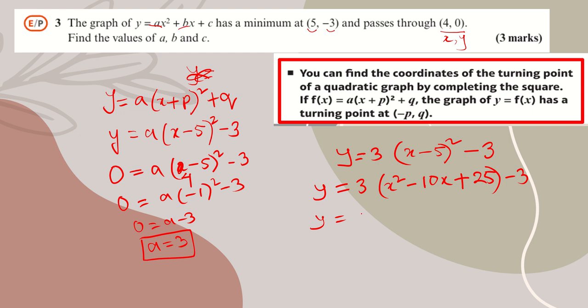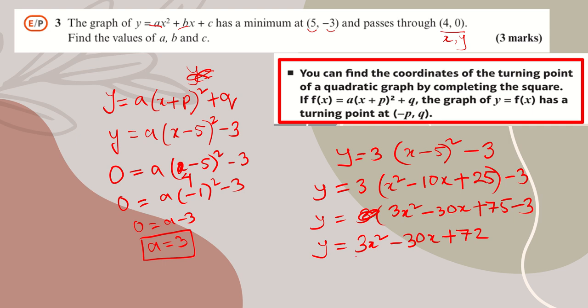So y equals 3 into, sorry, I multiply now, 3x square. 3 into 10 is minus 30x. 3 into 25 is plus 75 minus 3. So if we simplify this again, y equals 3x square minus 30x plus 72. So now we have created a quadratic expression, and if we compare this expression with the general one, what do we get? This is a, this is b, and this is c. So that means a equals 3, b equals minus 30, and c equals 72.